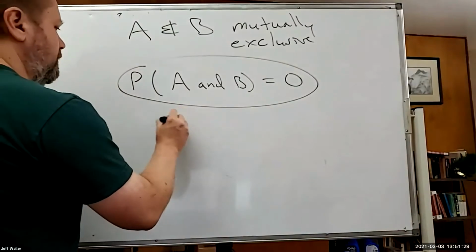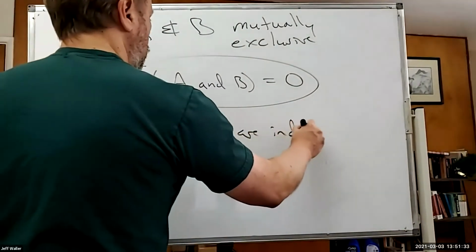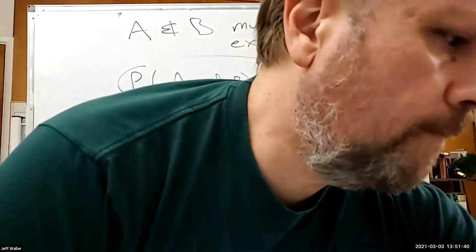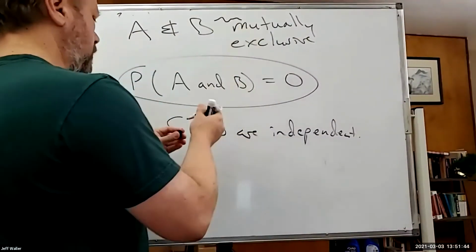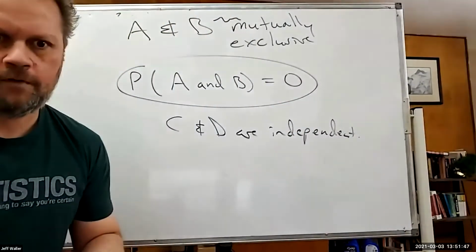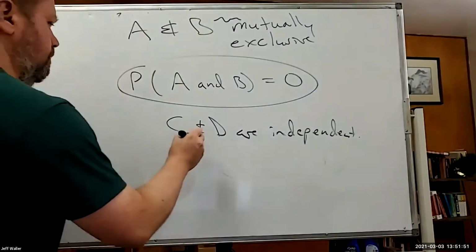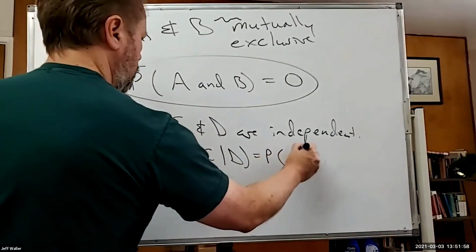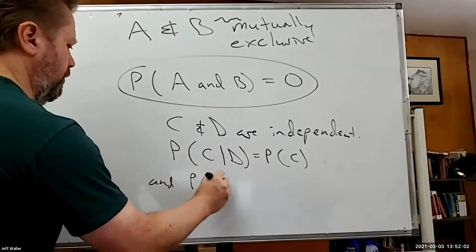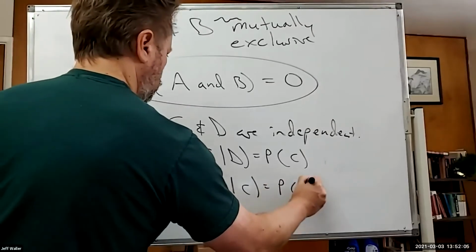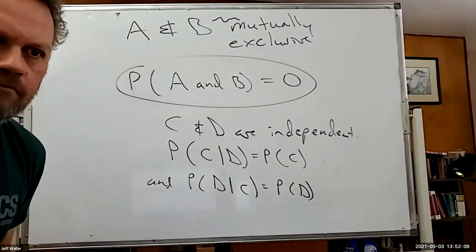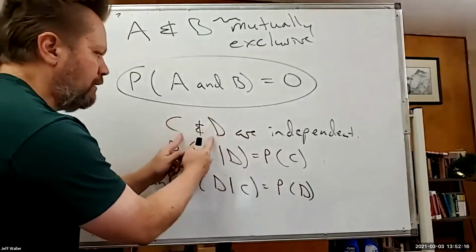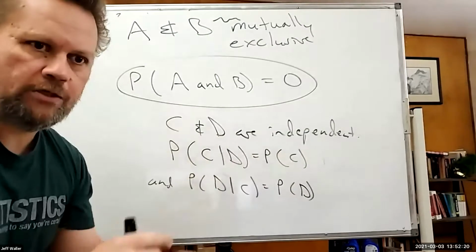What if I said C and D are independent? What can I write down? Probability of C given D equals probability of C. You can do it the other way around too, it doesn't really matter. So if they tell you this is true, you know these two things are true. If they ask you if this is true, check either one of these to make sure it's true.